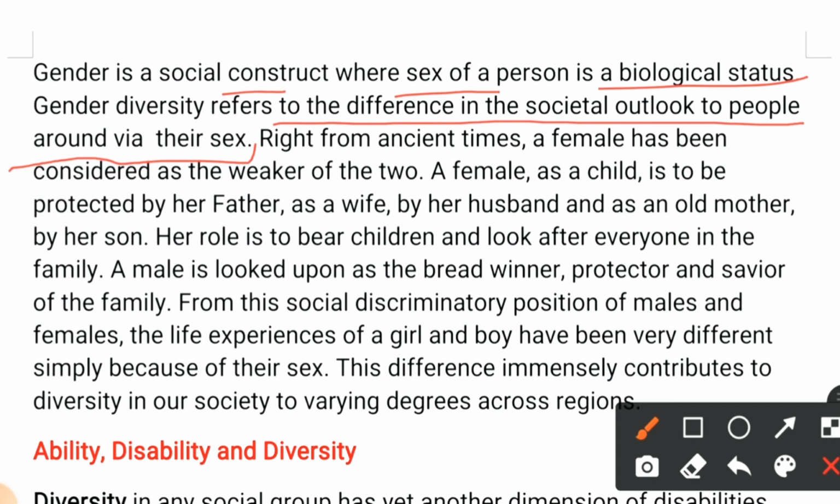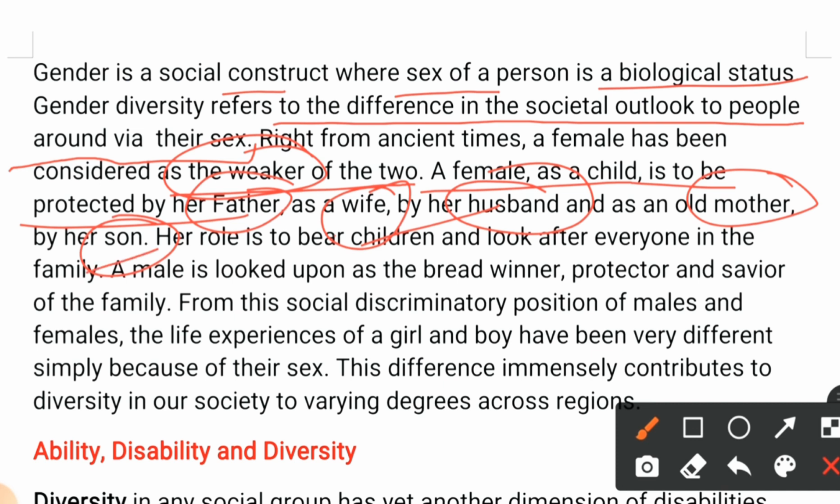Right from ancient times, a female has been considered the weaker of the two. A female as a child is to be protected by her father. When there is a girl child, first of all the father protects her; this is considered the father's duty in society. When that girl grows up and gets married, the wife is protected by the husband. After marriage, when she becomes a mother, she is protected by her son. Her role is considered to be just to bear children, to give birth and look after everyone in the family. So this is a limited role given to the female in society.